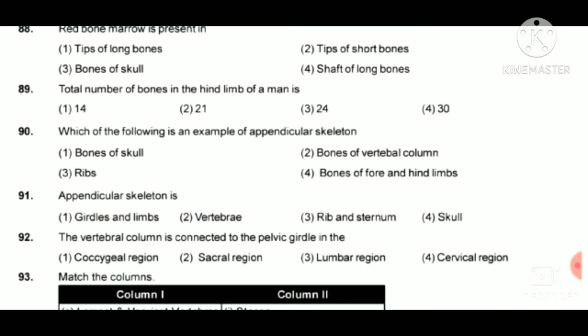Appendicular skeleton is number 1 girdles and limbs, number 2 vertebrae, number 3 ribs and sternum, number 4 skull, and the answer is option 1 girdles and limbs. Next is question number 92.